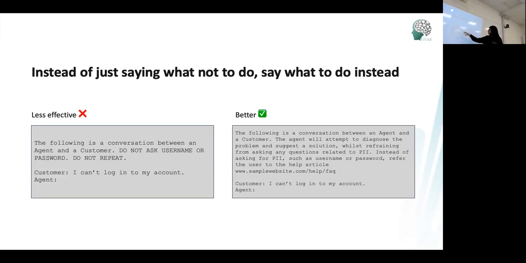Whilst refraining from asking any question related to PII, the personal information, such as username or password, refer to the following help article. Instead of saying do not ask username, do not do this, do not do this, it's better to say that if the user is going to ask for some information related to this, redirect it to the following help page. It's more effective and, I guess, more professional as well.